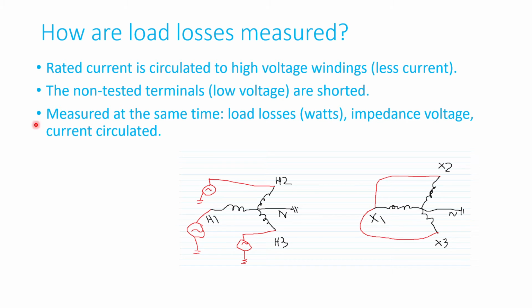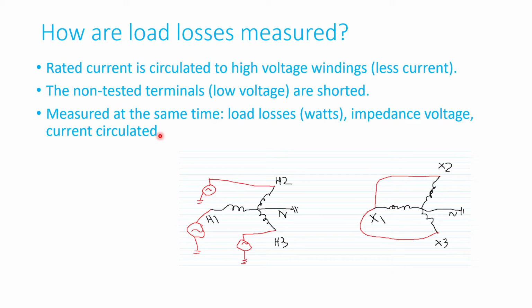So when you do that and you circulate a rated current to the primary side, at the same time you measure load losses in watts and impedance voltage. So either impedance voltage, it's also called short circuit voltage, or positive sequence impedance voltage. And also you measure the current circulated.